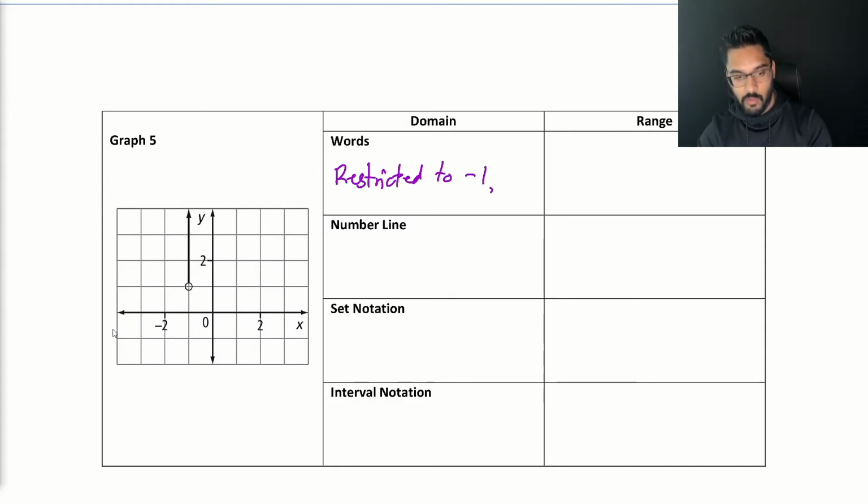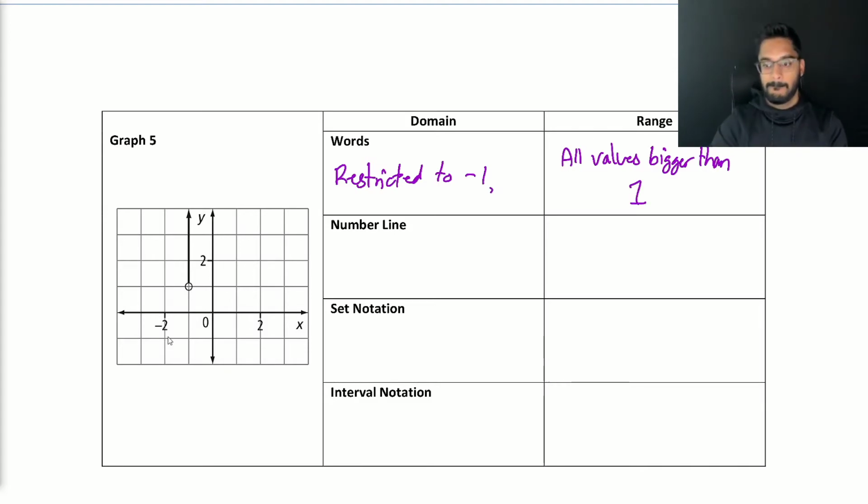For the range, remember you're talking about the y's. So my y value, the smallest one, is +1, but that really is the smallest, but everything has to be bigger than it. Now I can't include that one this time because that circle is open. So this is all values bigger than 1. Just take that dot out, all values bigger than 1.